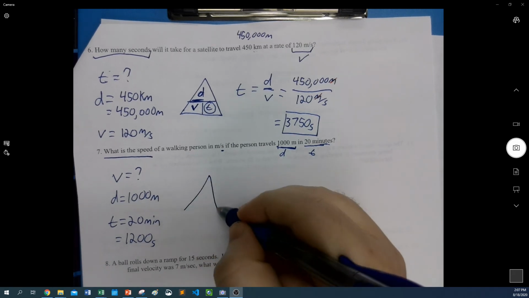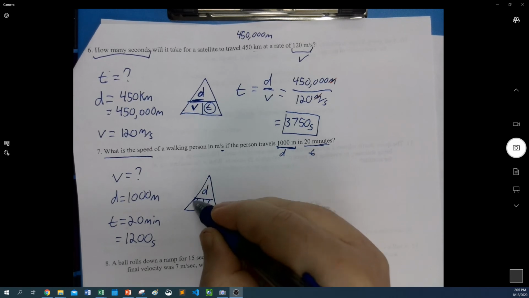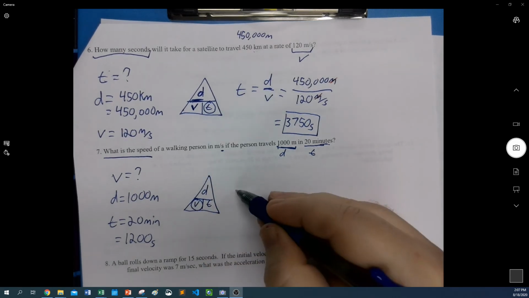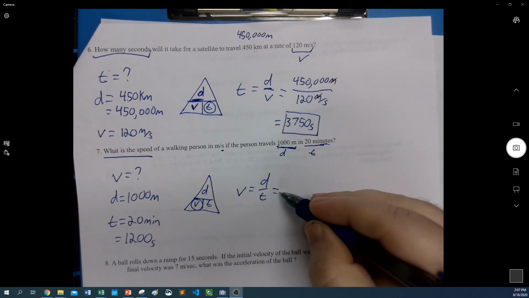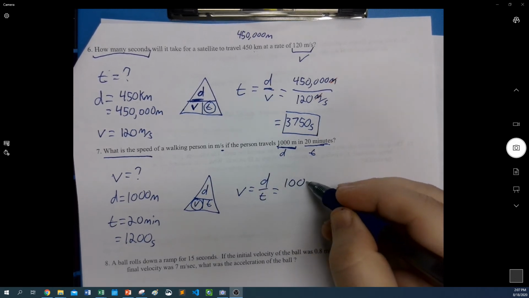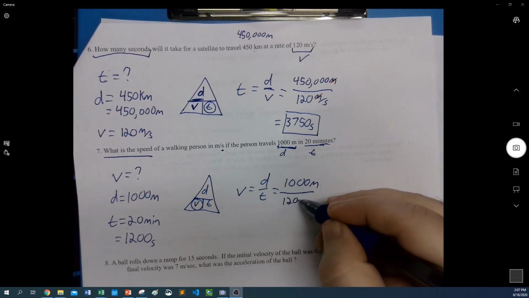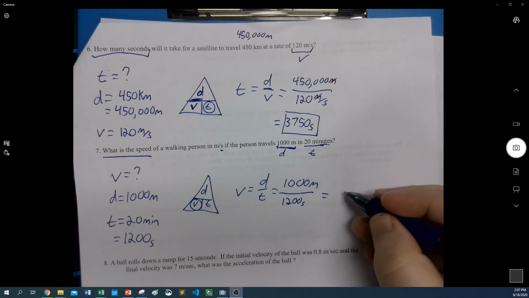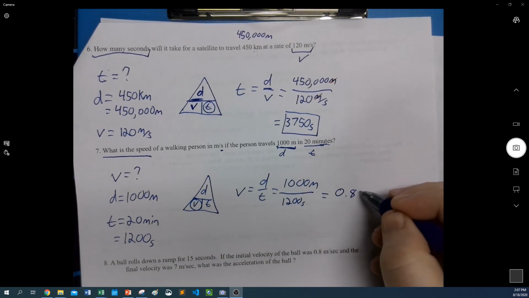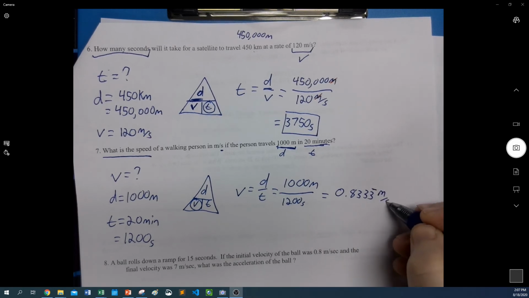So we're solving for speed. Speed is equal to distance divided by time, where distance is 1,000 meters divided by 1,200 seconds, and that is 0.8333 meters per second.